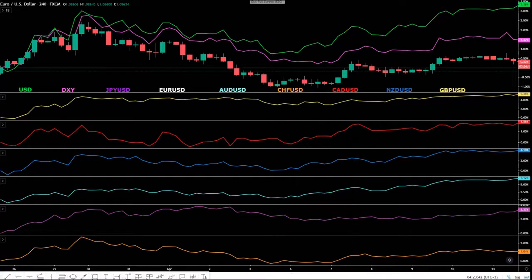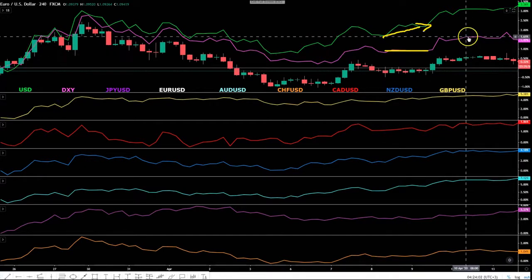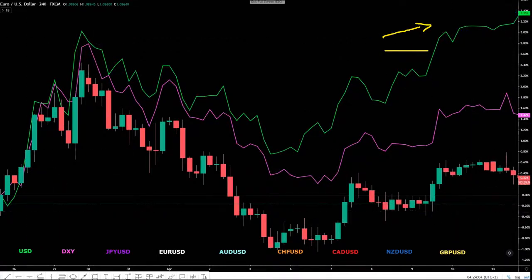Let's now look at another example. Notice here that the DXY was flat-lined, yet the US dollar index kept going higher, the one that I like to monitor. What did we have in the euro US dollar? Let's look at it. We had a level of support, and here notice that the price poked lower and it failed.